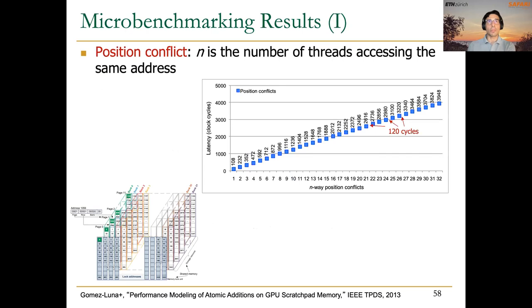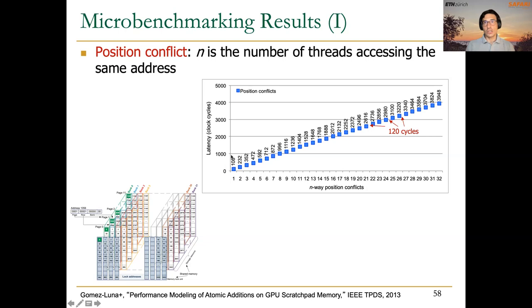So for example, one experiment that we did was changing the number of position conflicts. Here we call it a position conflict when two or more threads want to update exactly the same memory address. We changed the pattern such that the number of threads updating the same memory location was increasing, and that's what we call an N-way position conflict. So if we have N threads that want to update the same shared memory location, we have an N-way position conflict. We changed the degree of the conflict from 1 to 32.